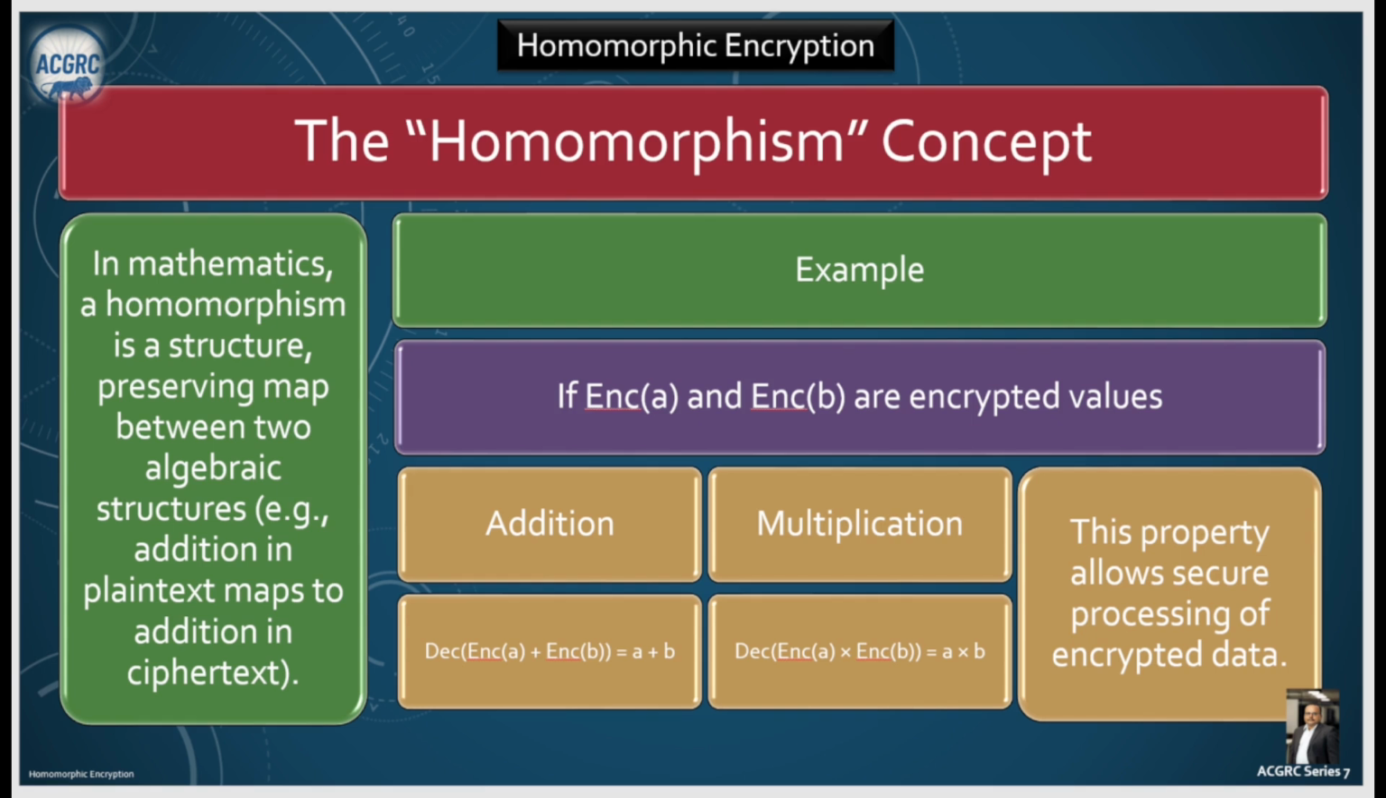But then in itself, the A and B are encrypted. You don't know the content there. You are adding both the encryptions together, not A and B. You are adding the encrypted A and encrypted B to get the result. Similarly, you are multiplying the encrypted A and encrypted B, not A and B. This property allows secure processing of encrypted data. Let's go with a few more examples.